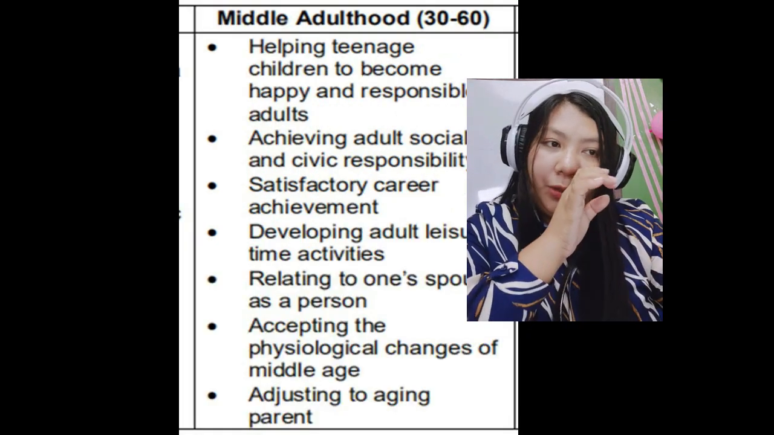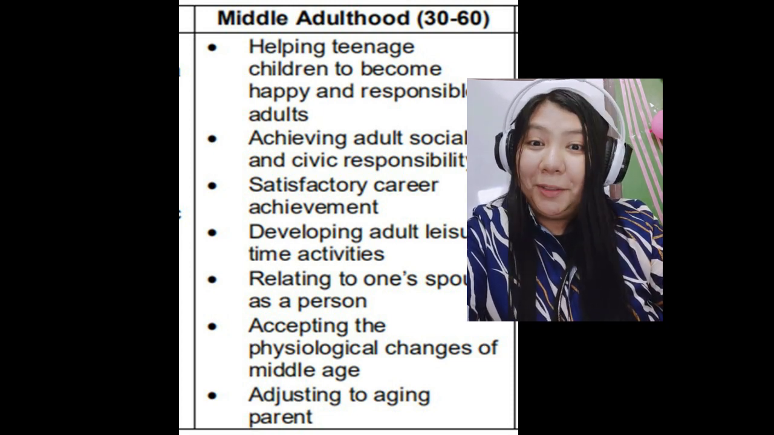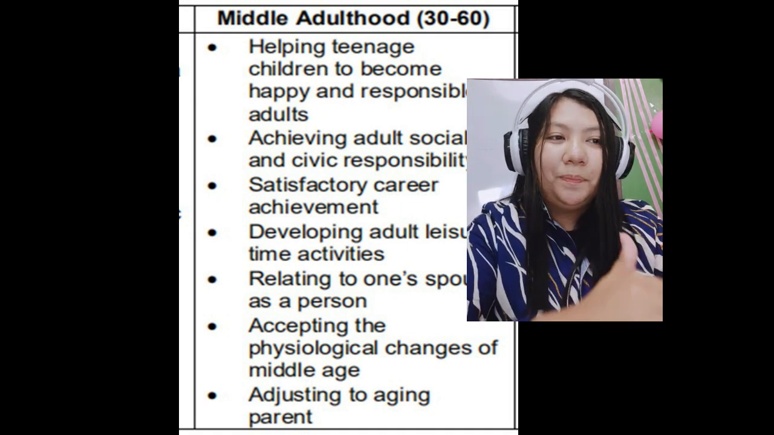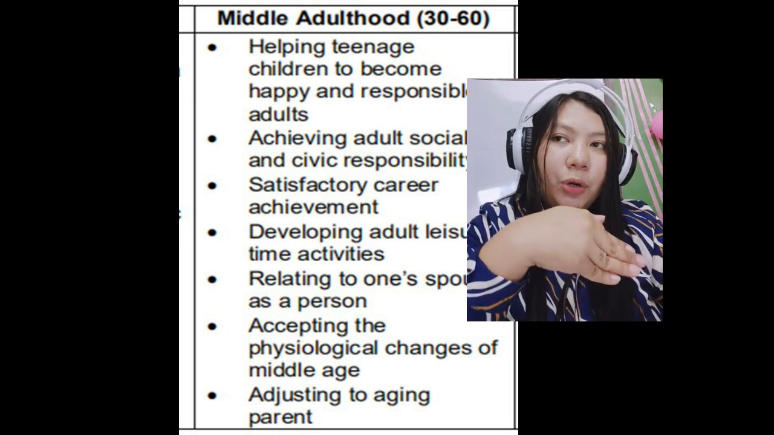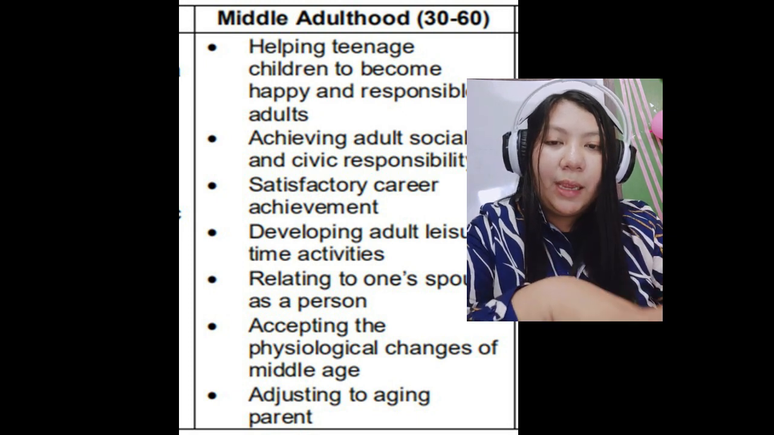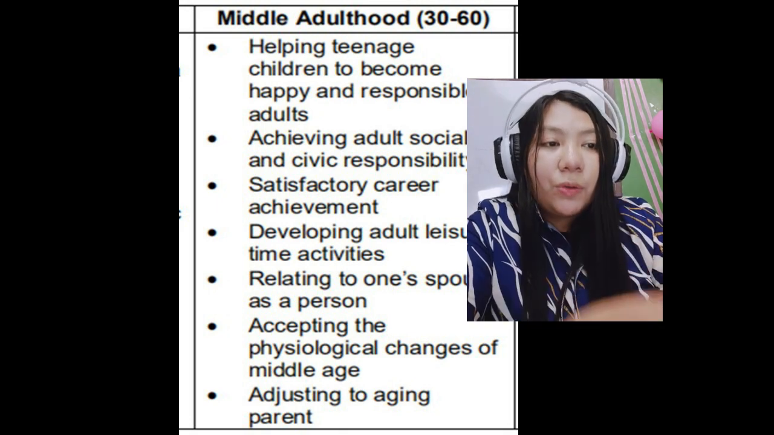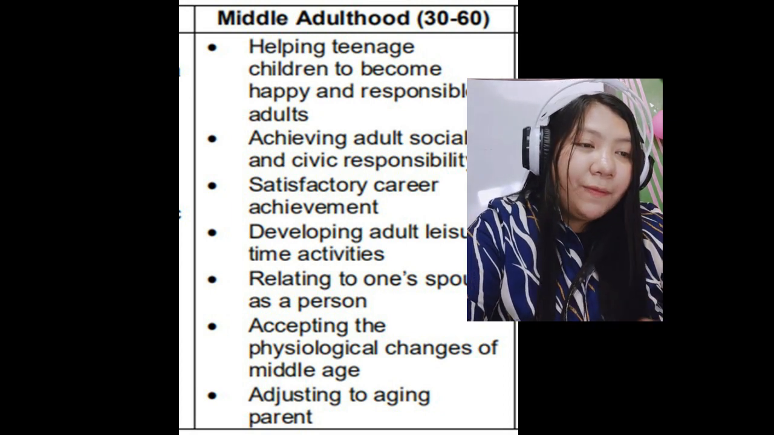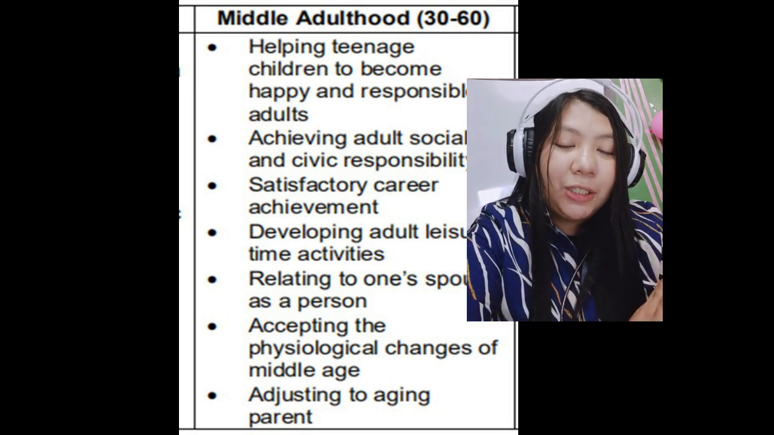Next is middle adulthood, 30 to 60. Helping teenage children to become happy and responsible adults. Wow. So, parang gusto natin maging role model na tayo sa mga ganitong age at this point in life. Siyempre, kung naging parent ka, so in this time, you are starting to teach the young ones. Okay, so that's why you achieve adult social and civic responsibility. You have a satisfactory career achievement. Developing adult leisure time activities, relating to one's spouse as a person, accepting the physiological changes of middle age.